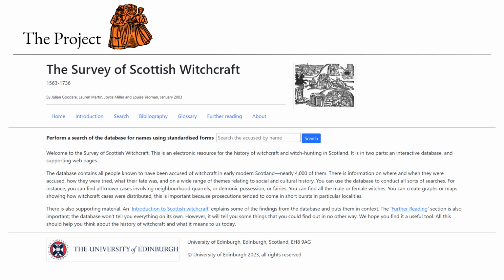In the early 2000s, a group of historians at the University of Edinburgh, led by Professor Julian Goodare, worked on creating a survey of Scottish witchcraft. They found all the information they could from lots of different resources on the witch trials that took place between the years 1536 and 1736 and collated it into one huge database, which you can search through on this website.